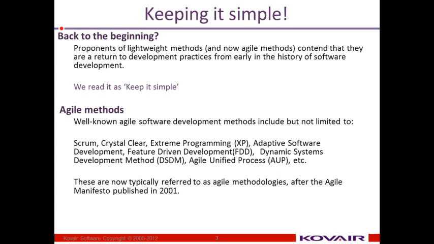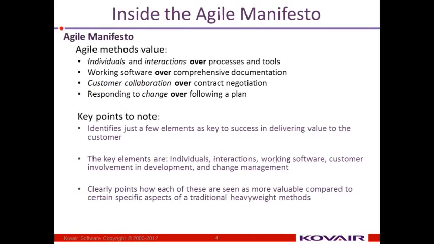Some of the well-known Agile methods are Scrum, Crystal Clear, Extreme Programming, Adaptive Software, etc. These are now typically referred to as Agile methodologies after the Agile Manifesto was published. Moving to the next slide. The Agile Manifesto has 4 main items in it.